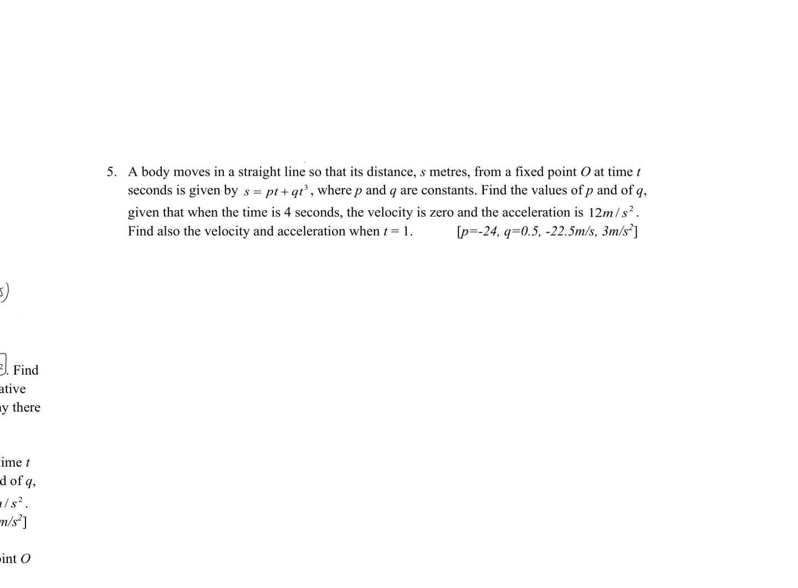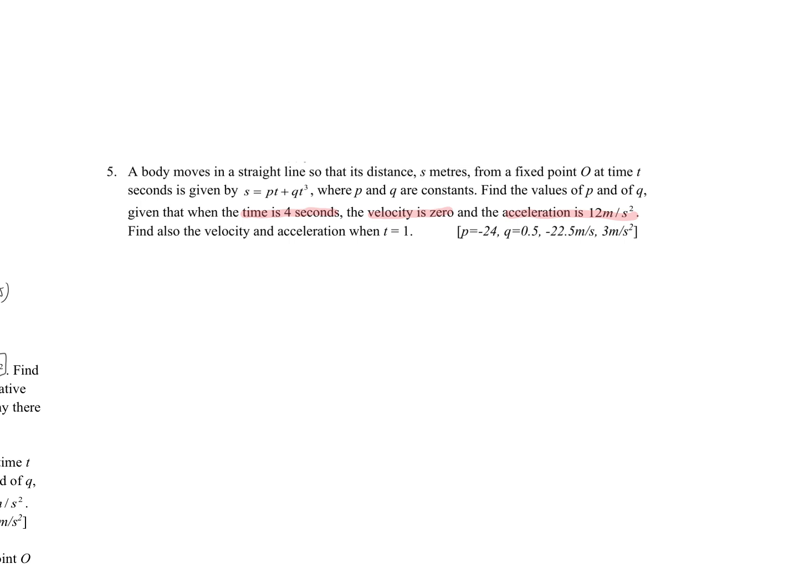This one. A body moves in a straight line. Distance from a fixed point is this. Find the values of P and of Q when time is 4 seconds, velocity is 0, and acceleration is 12. So they are giving you a lot of information in one shot.